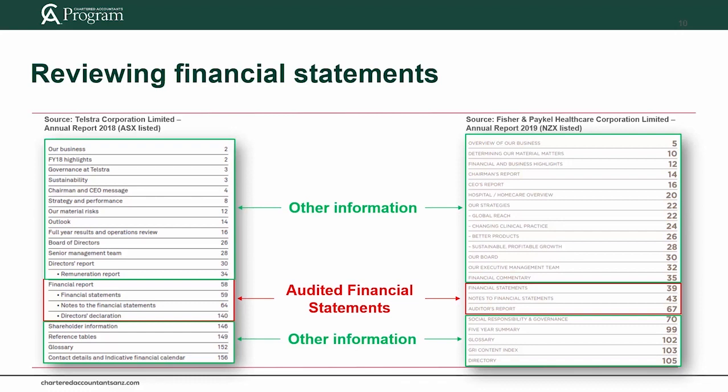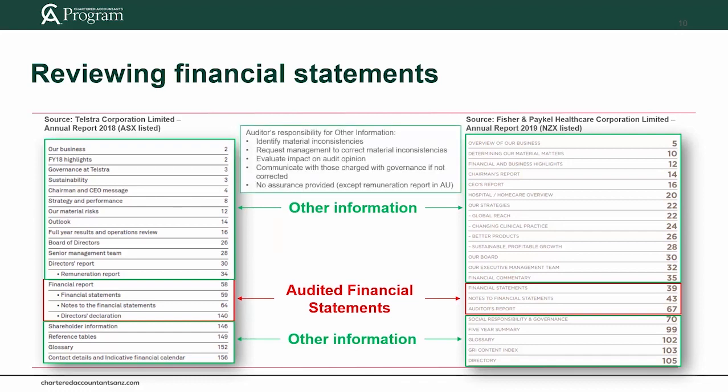An auditor's responsibility over this information is limited to identifying if there are material inconsistencies between the other information and the financial statements. If there are, the auditor will need to ask management to correct this, and if they refuse, evaluate the impact on the audit opinion, and finally communicate this with those charged with governance. No assurance is provided over this information, with the exception of the remuneration report for Australian listed entities, which is audited to ensure it complies with the Corporations Act.